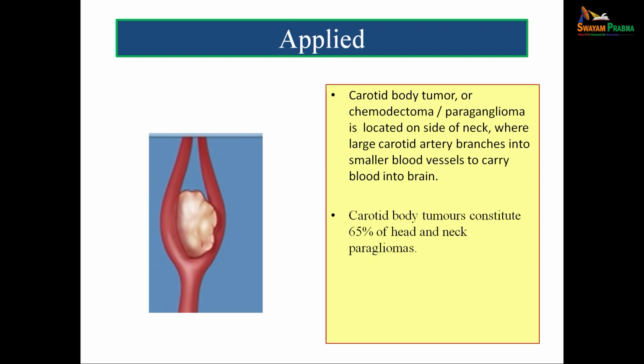Now, this figure is showing the carotid tumor. A carotid tumor or chemodectoma is located on the side of the neck where the carotid artery branches into smaller blood vessels to carry blood into the brain. Carotid body tumors constitute 65% of head and neck paragangliomas. So, this sort of appearance in relation to the bifurcation of the common carotid artery represents a carotid body tumor or chemodectoma or paraganglioma.